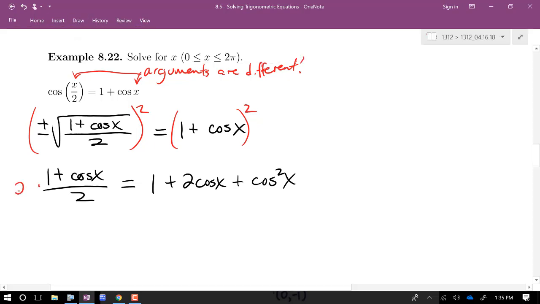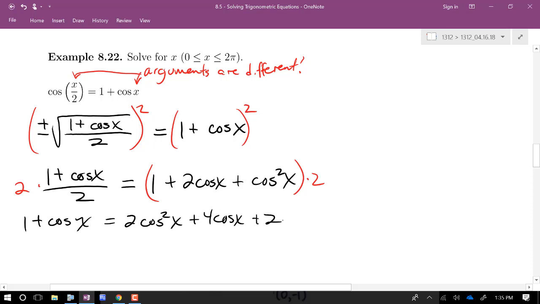But let's multiply both sides by 2. And now we have 1 plus cosine x equals 2 cosine squared x plus 4 cosine x plus 2. I reversed the order because I like writing my terms in descending order. What kind of equation are we looking at? Yeah, it's another quadratic. Let's set it equal to 0 and see if it's something we can factor.